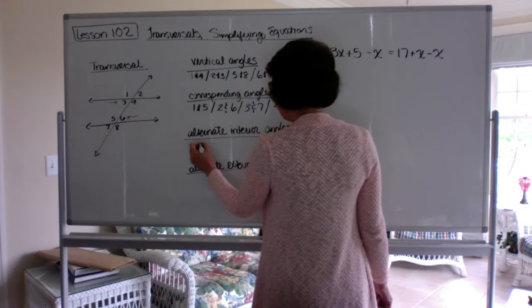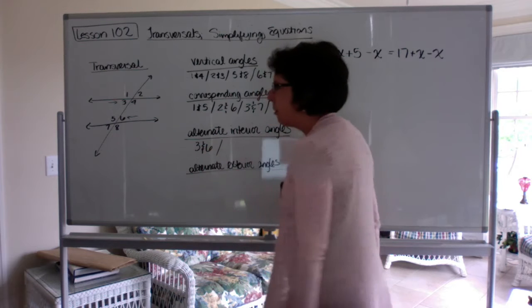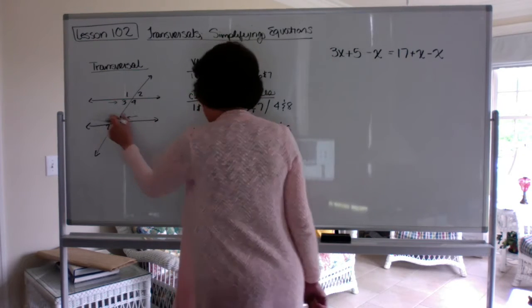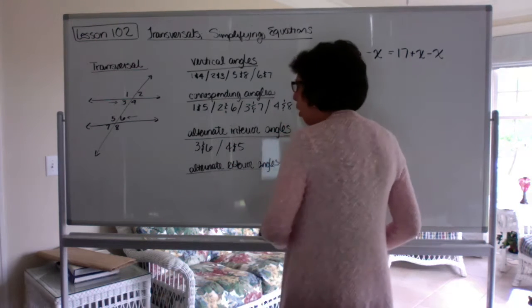So 3 is an alternate interior angle with angle 6. They're both interior angles, but they are on alternate sides, or opposite sides, of the transversal line. So my alternate interior angles are 3 and 6, and they'll have the same measure. And then my other alternate pair are 4 and 5. Now those are alternate interior.